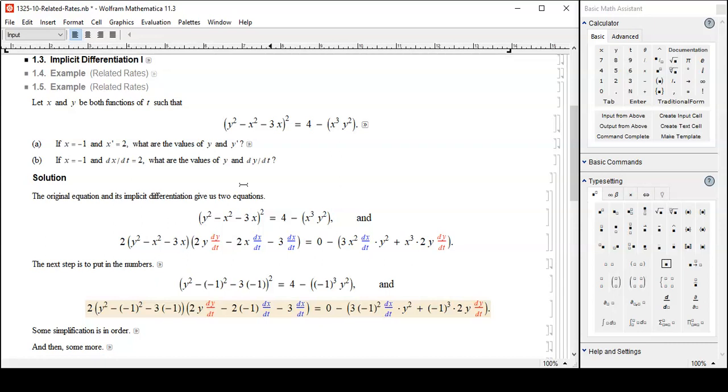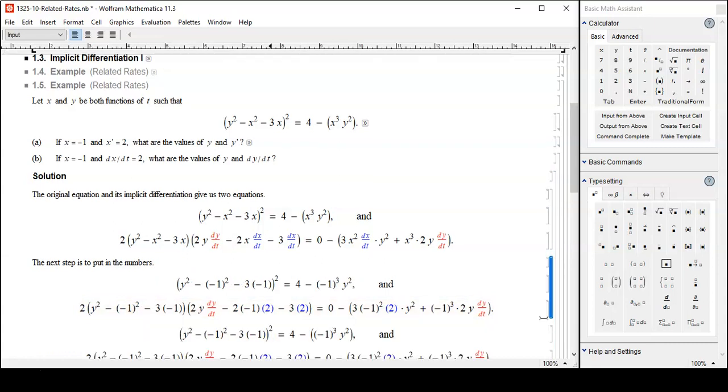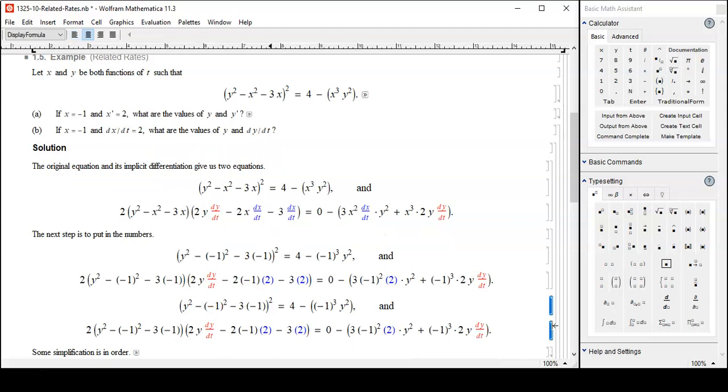Now how about dx dt? Okay, that's 2. That's 2. And then that's 2. All good? Okay, so from here, plug in x equal to -1, we get this. From here, we plug in x equal to -1, and dx dt is 2, we get these. What did I do here? Yeah, very same. So no need for these.